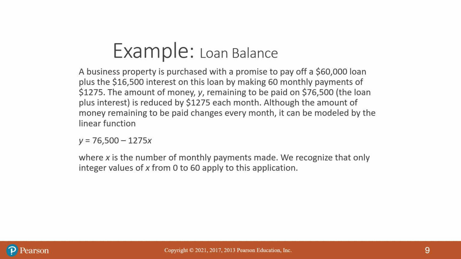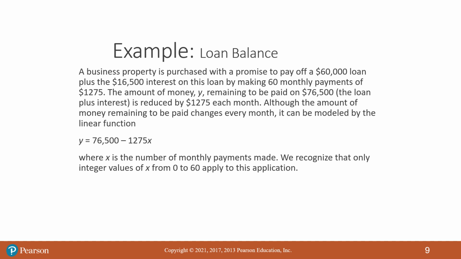It says a business property is purchased with the promise of paying off a $60,000 loan plus the $16,500 of interest on this loan by making 60 monthly payments of $1,275. The amount of money Y remaining to be paid on the $76,500 loan, the loan plus interest, is reduced by $1,275 each month, because that's the amount you're paying towards it.